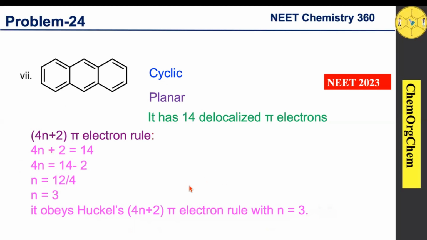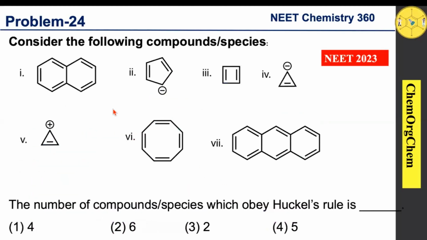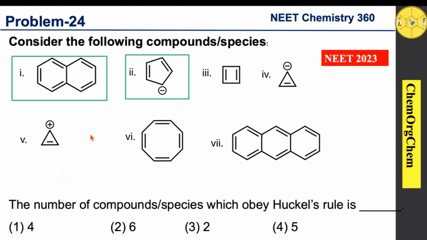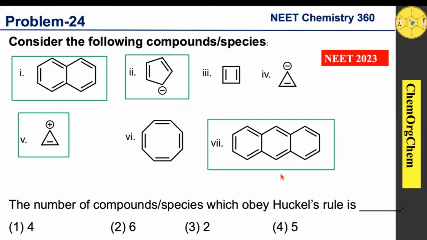Okay, let's move to our question. As per our discussion, compound 1 obeys Huckel's rule, compound 2 also obeys Huckel's rule, compound 5 also obeys Huckel's rule, and finally compound 7 also obeys Huckel's rule. Therefore, among the four answers, the correct option for this question is option 1.